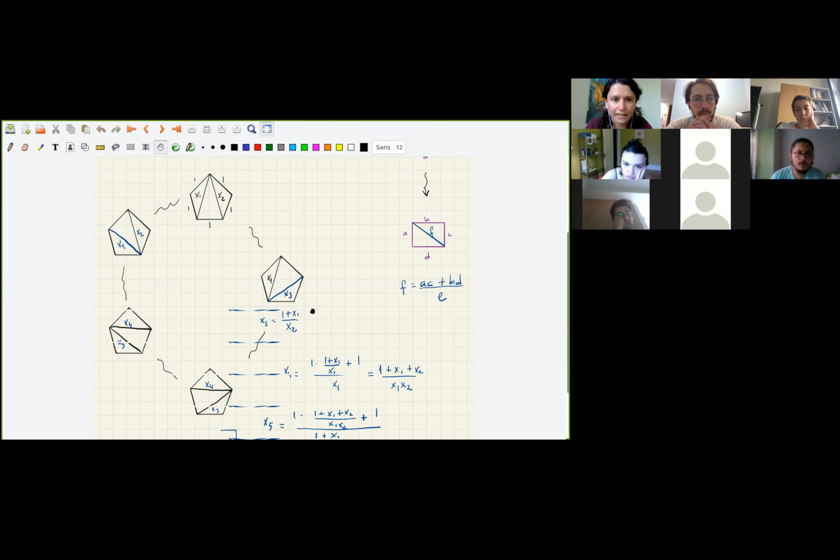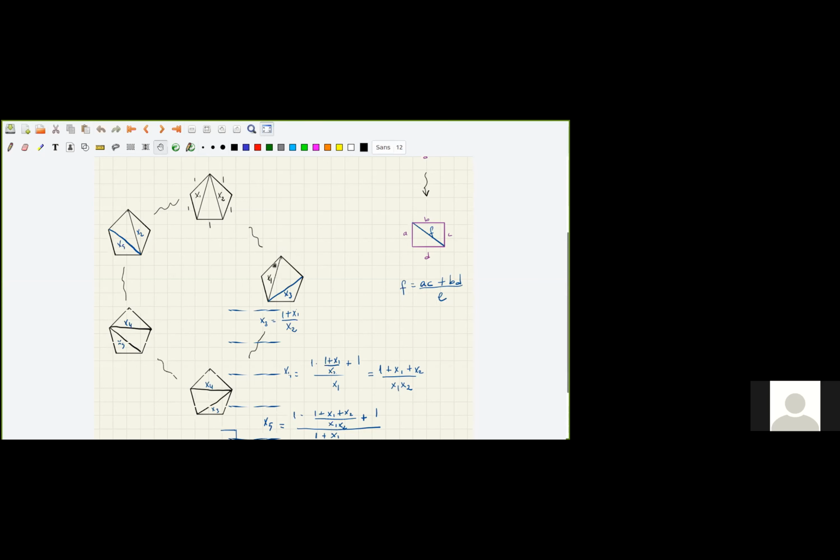In this case, I flip x2 to x3. This lies in this quadrilateral. How do I write x3? It's x1 times 1, which is x1, plus 1 times 1, all over x2. So this is my new variable. I can keep doing this until I get no new diagonal. I notice that if I flip this again, I get back to x2. Actually, this rule is an involution, so you will get back to x2 again.